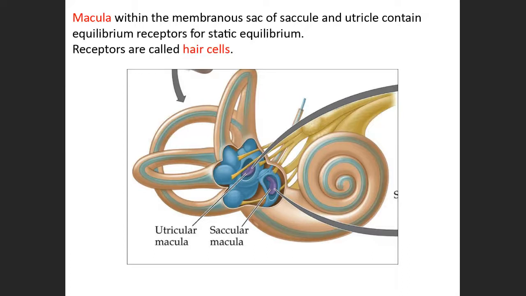Okay, so we said that in the utricle and the saccule, we have the receptors for static equilibrium. To be more specific, the receptors are going to be all clustered together into a place called the macula, and the receptors themselves are neurons called hair cells. These will be the actual receptors.